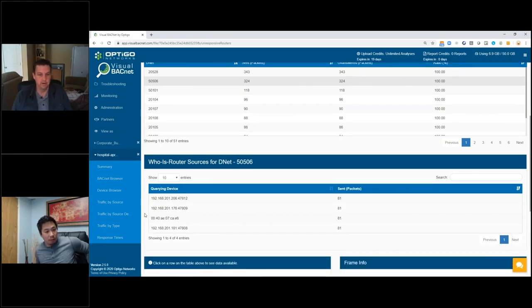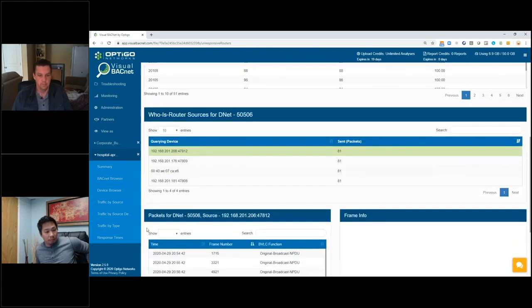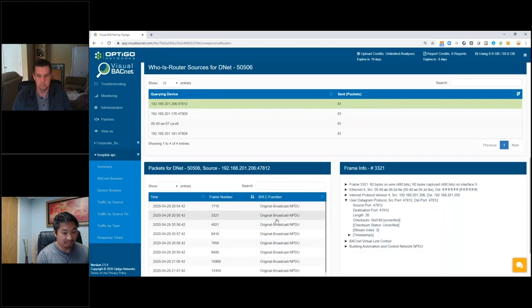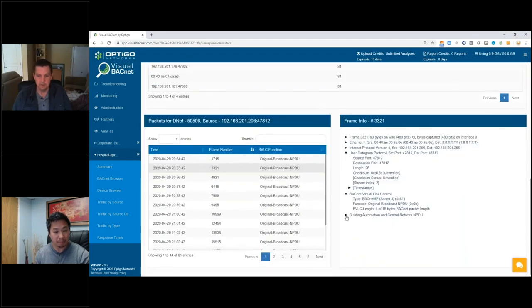As stated in here, there are 4 querying devices trying to get to this network. And here it is sending every minute, taking a look, so it's trying to get to a different source port. And this one through here is the original broadcast, so it's still within the same BACnet segment. And again, router to network. All of these are very similar, coming from the same network.